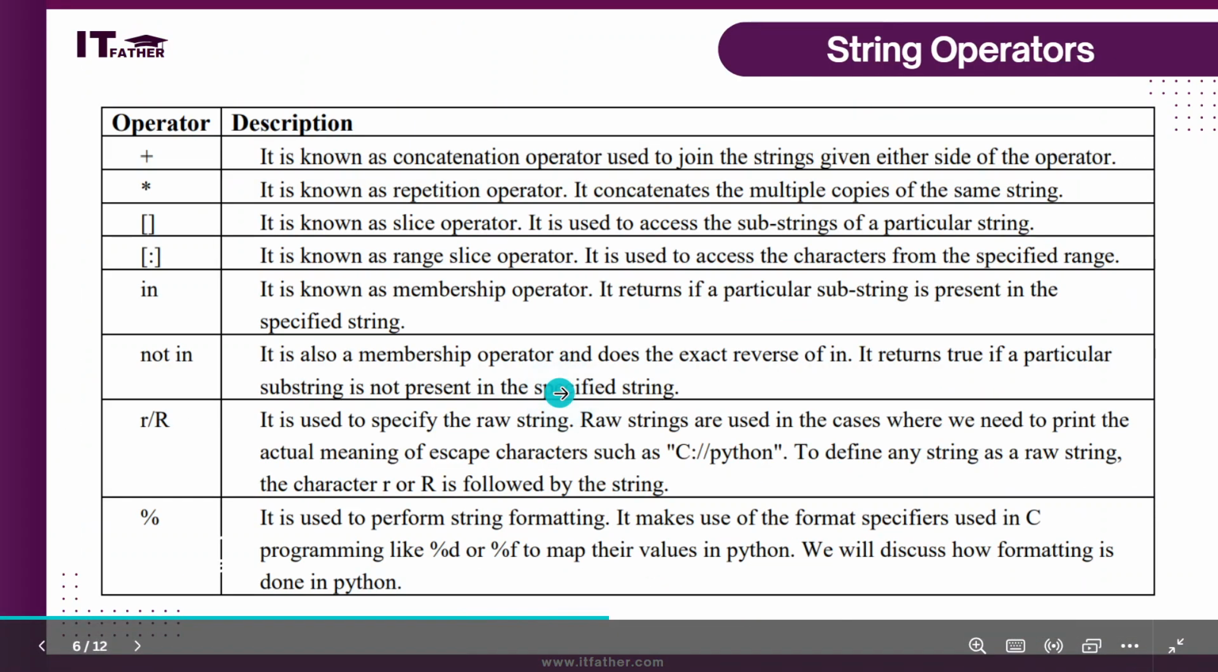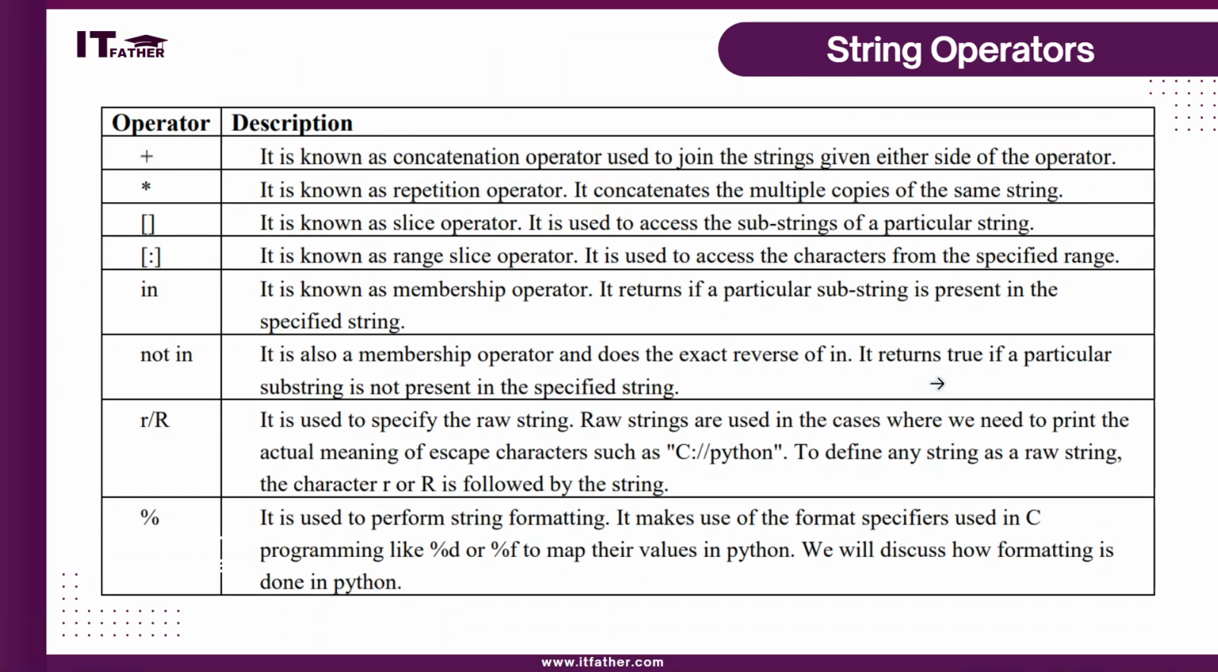Next we have operators. Now these are the operators we can use with string values. First of all, the first operator we have is plus, which is used for concatenating 2 strings together. We are going to check with the help of examples one by one.